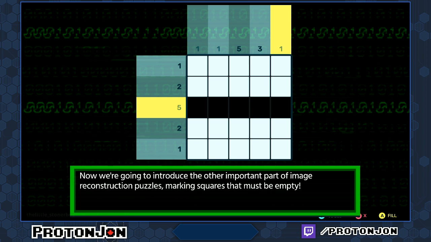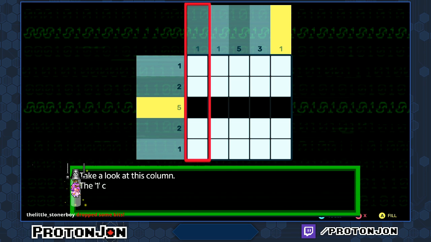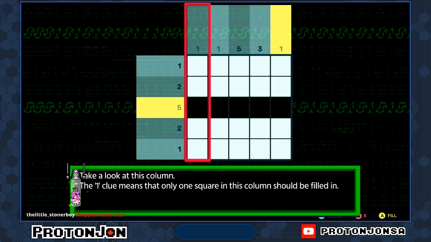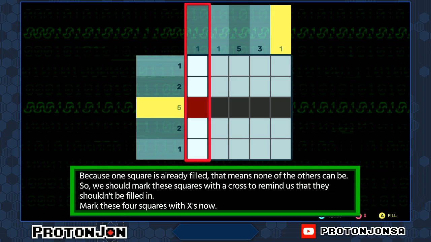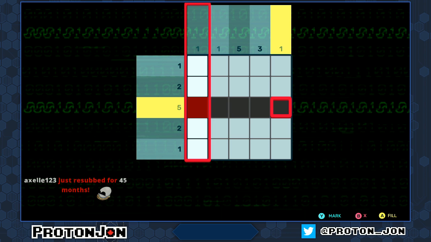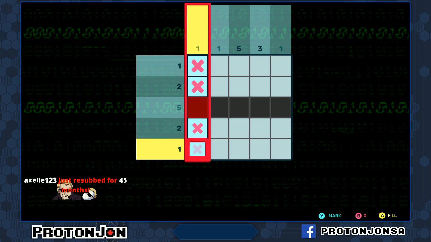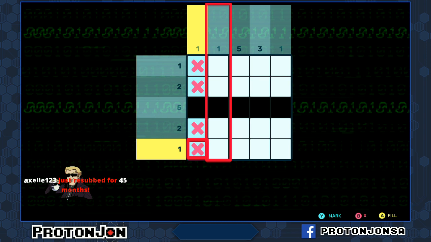Now we're going to introduce the other important part of image reconstruction puzzles, marking squares that must be empty. Take a look at this column. That one clue means that only one square in this column should be filled in. Because one square is already filled, that means none of the others can be. So we should mark these squares with a cross to remind them that they should not be filled in. And it is the same for the second column.